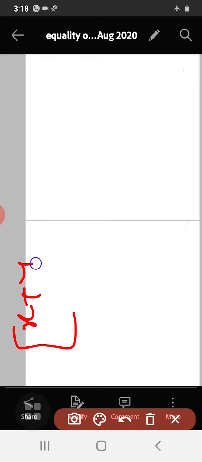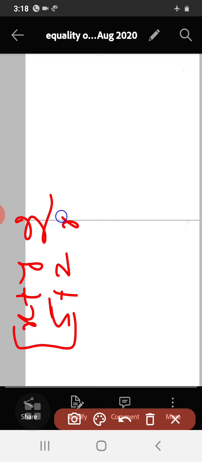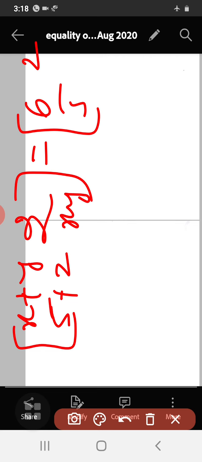See, the problem was x plus y, 2, then 5 plus z, then this is xy. So on the right hand side what we have is 6, 2, 5 and 8. See here, what are the values we got? So x is equal to 4 and y is equal to 2.